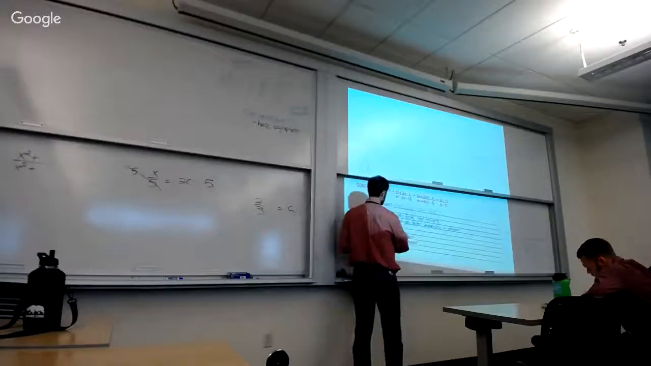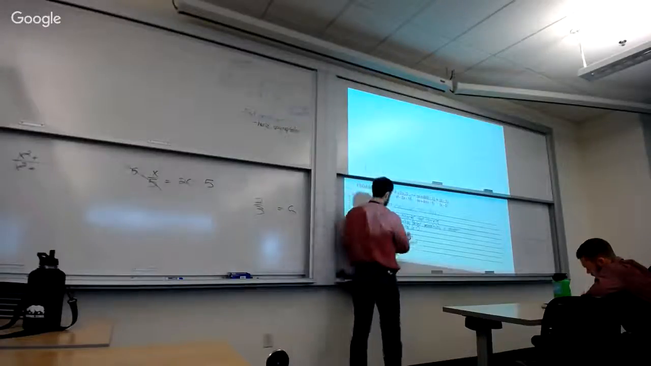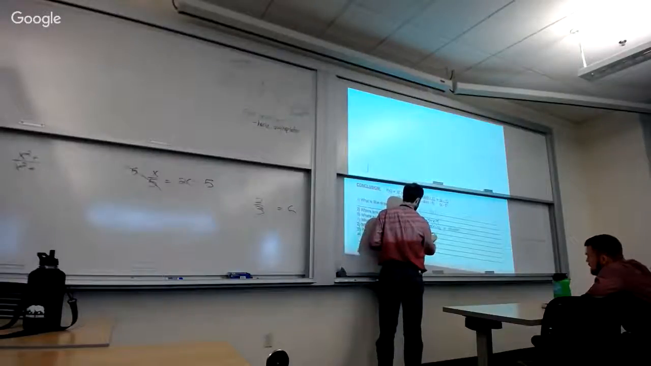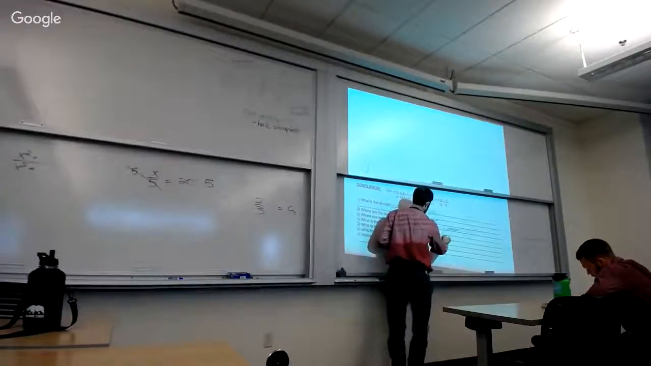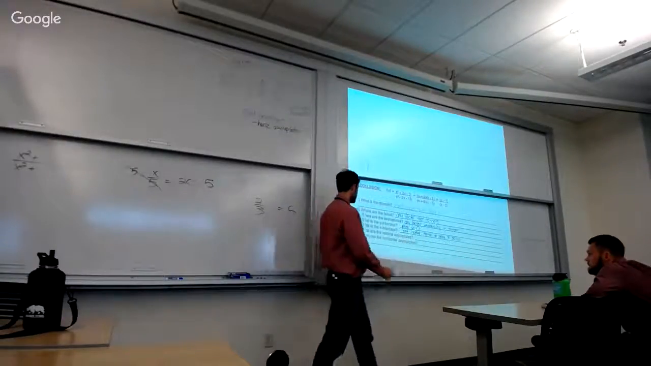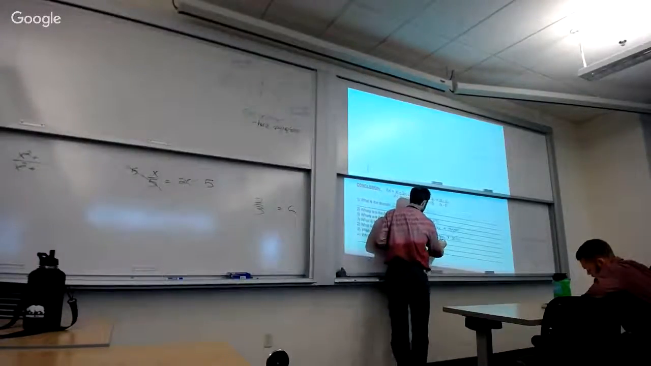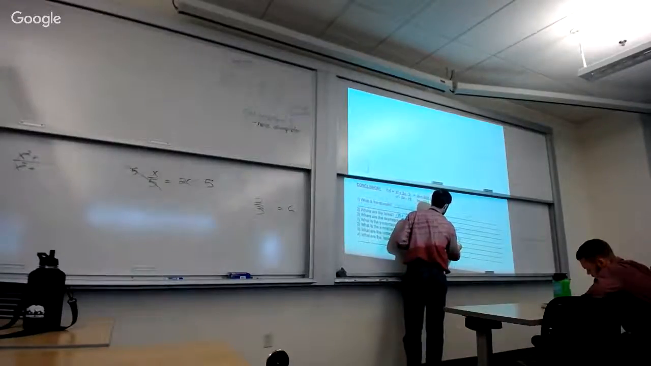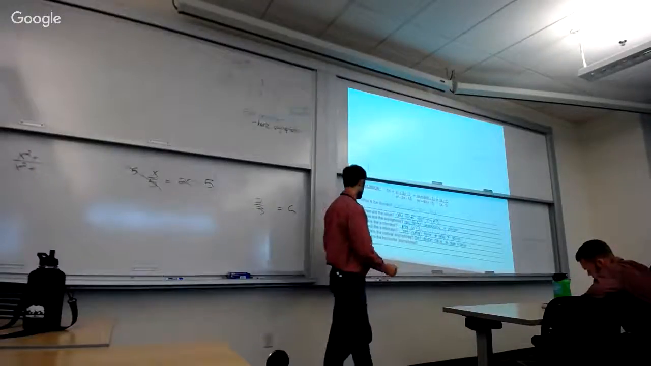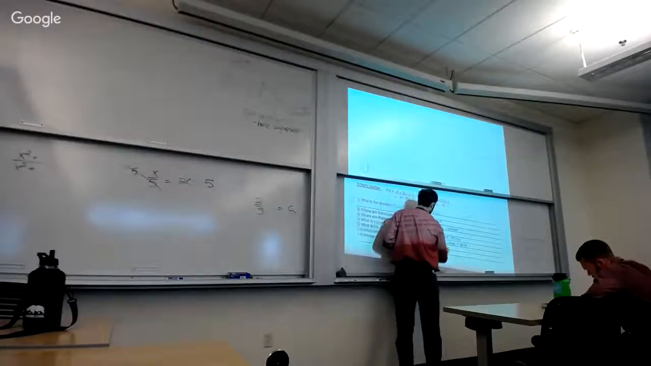What is the y-intercept? Plug in 0. What is the x-intercept? Set the numerator equal to 0 and solve. Where are the vertical asymptotes? Set the denominator equal to 0 and solve. And what are the horizontal asymptotes? Take the ratio of the leading terms.